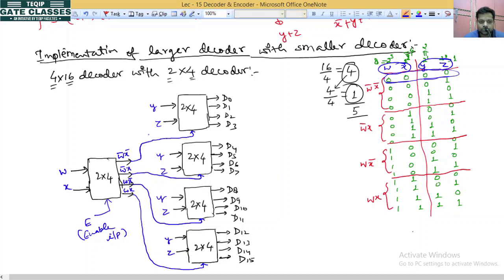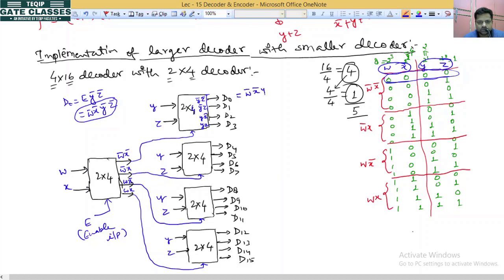Now if you see, from here we will get w bar x bar, and from here it will be y bar z bar, y bar z, y z bar, y z. Okay na, and from here we get in the enable input, so what will be the value of this?